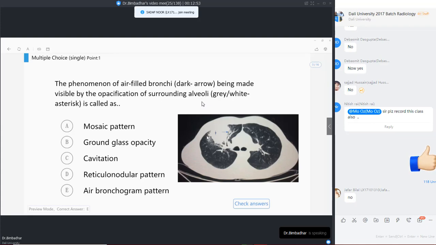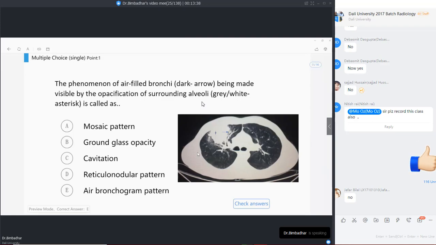The surrounding alveoli are the ones that look white. Such a pattern is a very classical definition, and it always happens in an air bronchogram pattern. Remember, a mosaic pattern generally will not look like this. A mosaic pattern looks very hazy, with square-like hypodensities. Ground glass opacities will have paraseptal thickenings and traction bronchiectasis, happening more in the periphery.